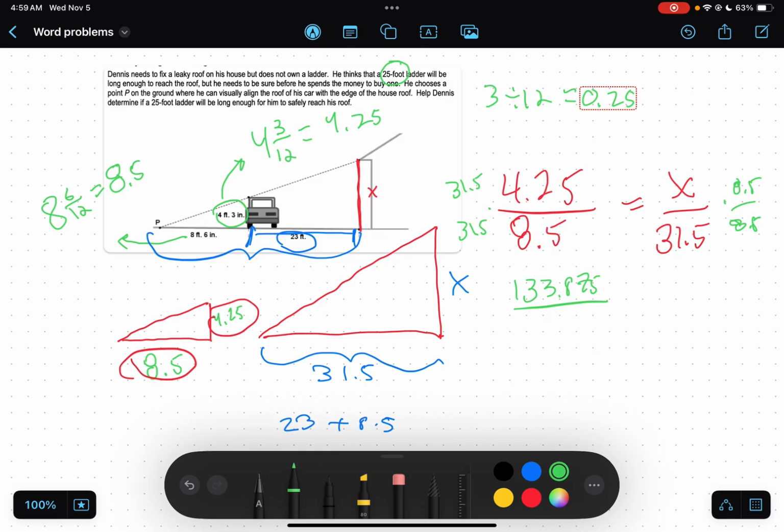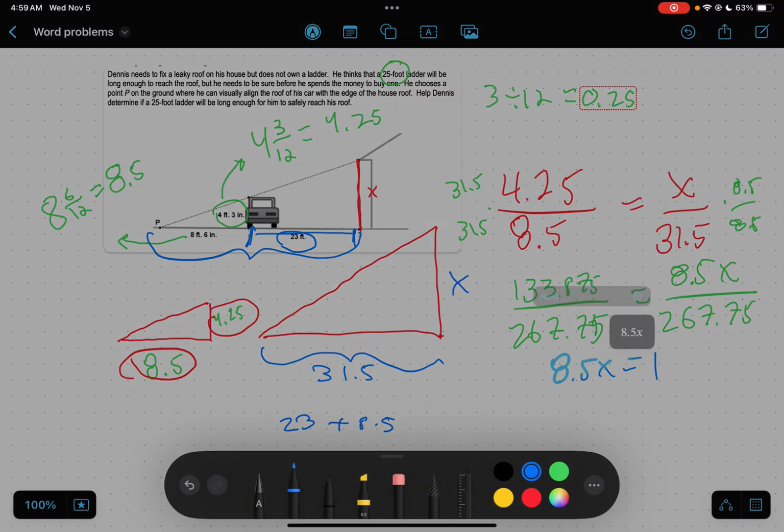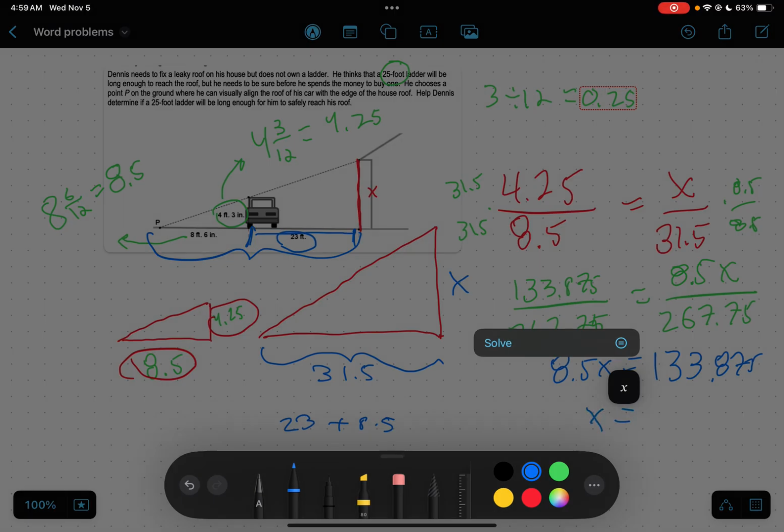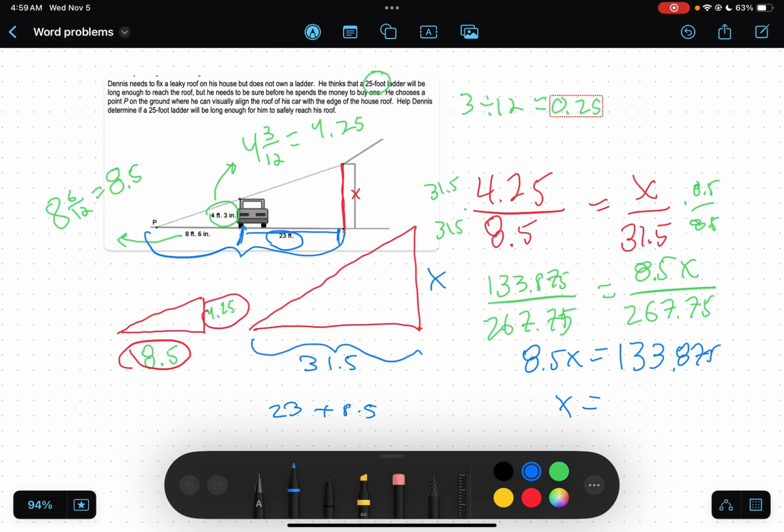And then over here I have 8.5x over the same denominator. Okay, and so my equation is 8.5x equals 133.875. So x equals, so let's see, 4.25 times 31.5 divided by 8.5. Okay, so my x equals 15.75.